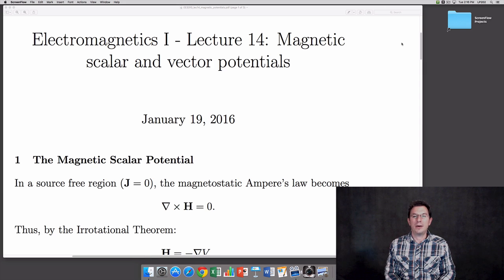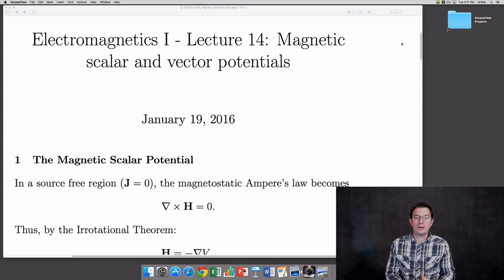Today we'll be talking about magnetic scalar and vector potentials. As a way into this, let's first talk about what a potential is in the most general sense. A potential is simply a quantity upon which you operate with an operator to yield a field.